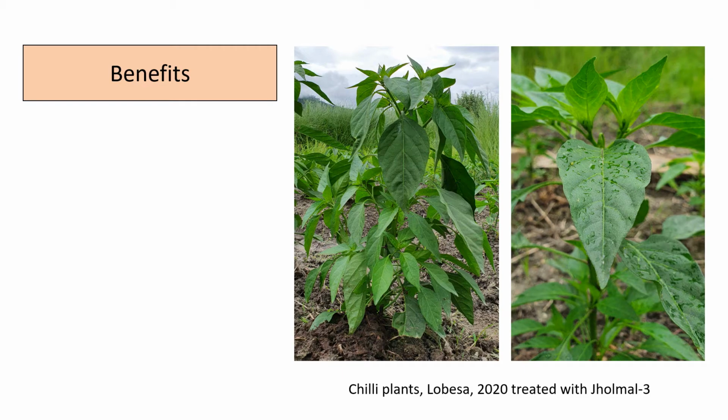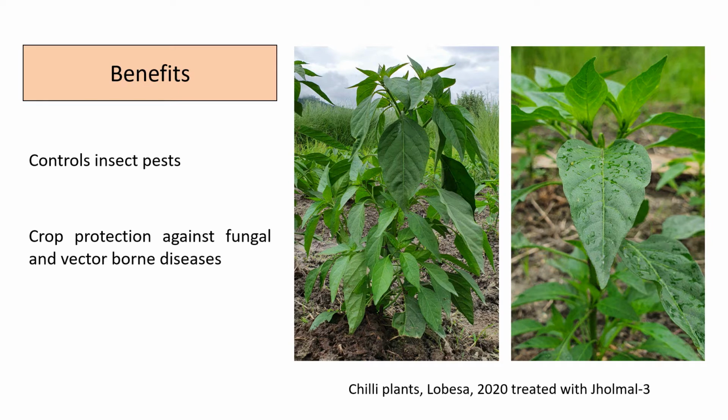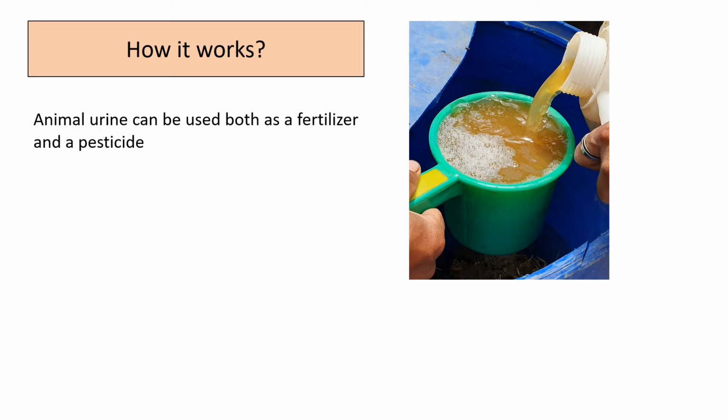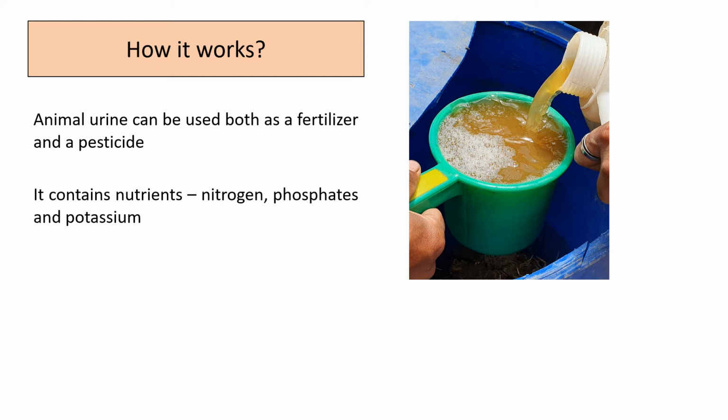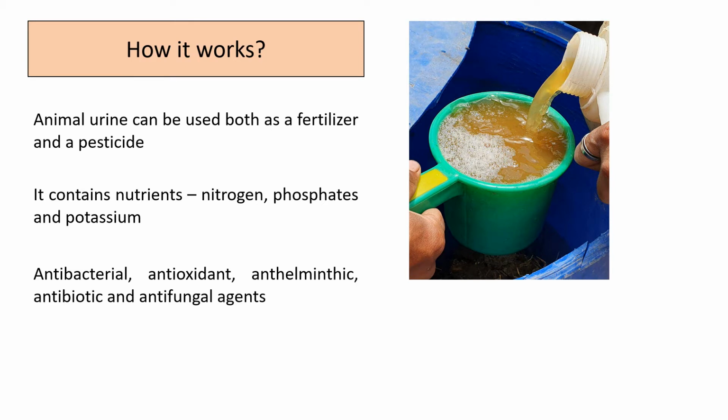Benefits of using Jholmals. It controls insect pests, provides crop protection against fungal and vector-borne diseases, and supports improved plant health. How it works. Animal urine can be used both as a fertilizer and as a pesticide. This is because it contains nutrients such as nitrogen, phosphates, and potassium, which are required by the plants in huge quantities. Animal urine also has antibacterial, antioxidant, anthelmintic, antibiotic, and antifungal properties.